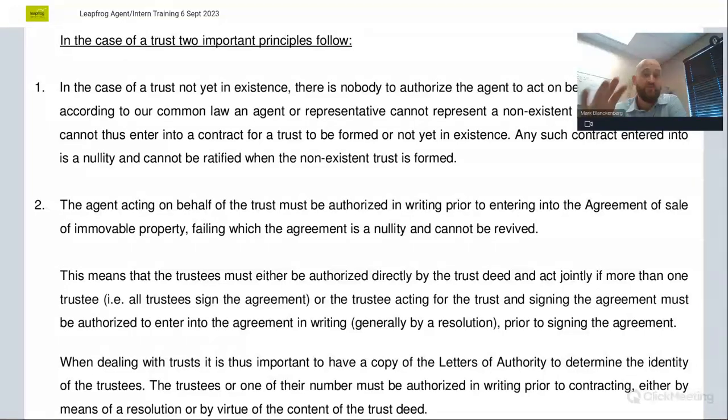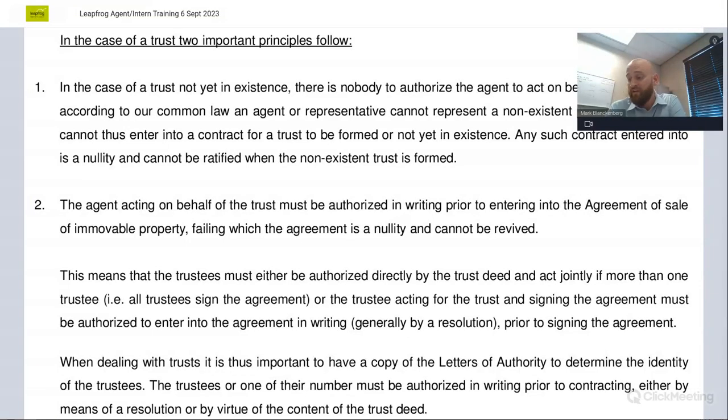And that resolution has to be dated before the OTP, or at the very least on the same day that the OTP is entered into. And guys, that is by far and above the most common mistake that's made when dealing with trusts.